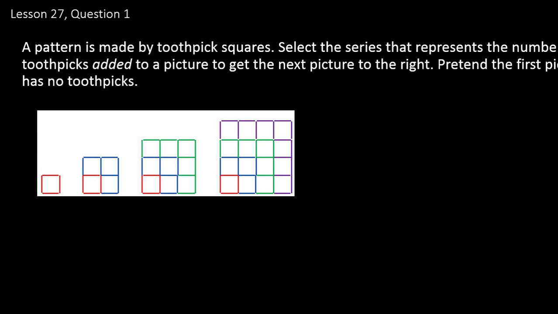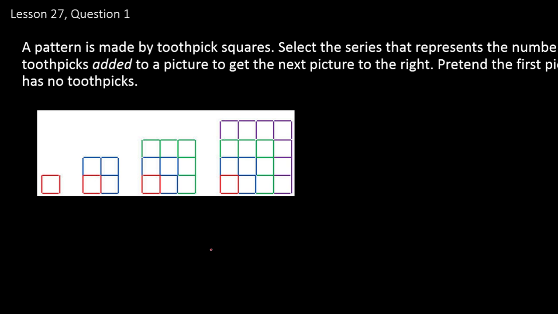So examine the picture for a moment and we can see what's happening. You see we start with this square. The next image is a larger square, it's a 2 by 2. The next image is a 3 by 3. The next image is a 4 by 4. And we can assume that the next image, if there was one, would be a 5 by 5 square, right?